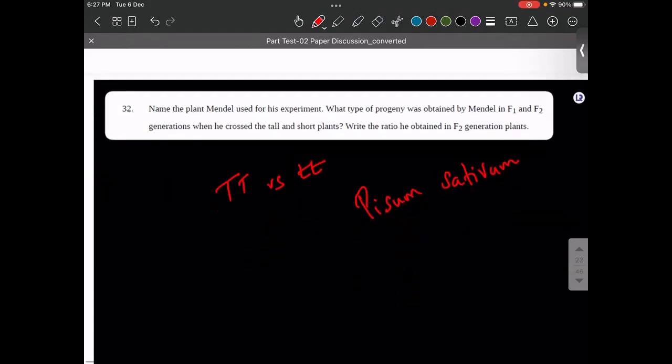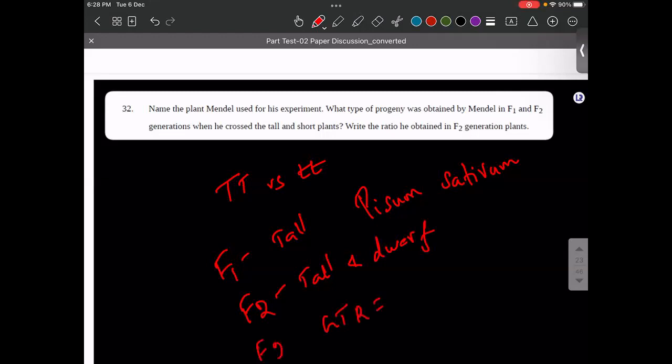In the F1 generation, the progeny was all tall, sir. And when he self-crossed them in the F2 generation, they were both tall and short in the phenotypic ratio of 3:1. Okay. So in F1, only tall. In F2, tall and dwarf. Correct? Now tell me the ratio, genotypic ratio in F2, 1:2:1. Phenotypic ratio 3:1. Correct?